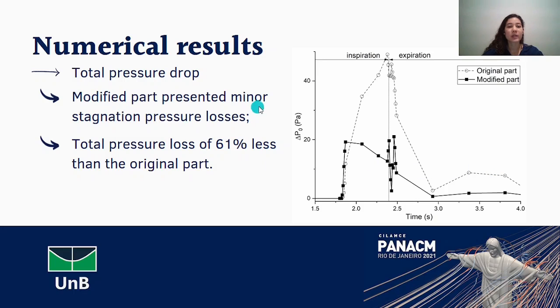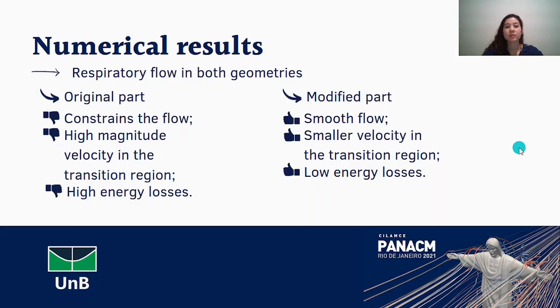The modified part presented minor stagnation pressure losses, as you can see here in the graph, and a total pressure loss 61% less than the original part was calculated. The original part has a geometry that constrains the flow, which causes a high magnitude velocity in the transition region, which causes high energy losses. The modified part has a smooth flow, which implies a smaller velocity in the transition region and causes low energy losses.